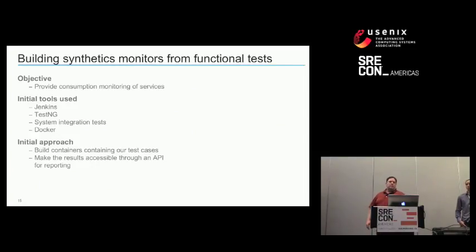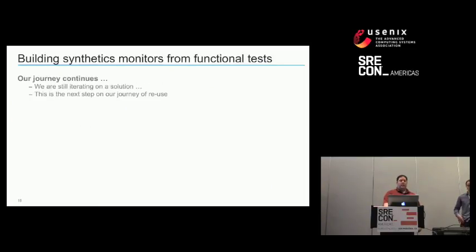Making the results accessible through an API for reporting makes it extensible. We want our toolbox to be able to be used by anybody. Anybody who wants to hook into it, we want to be able to provide that service. So that's the initial approach we're on right now. We've done a little bit of work looking at it, but in this area, our journey still continues. We don't feel it's at the stage where we want it to be.